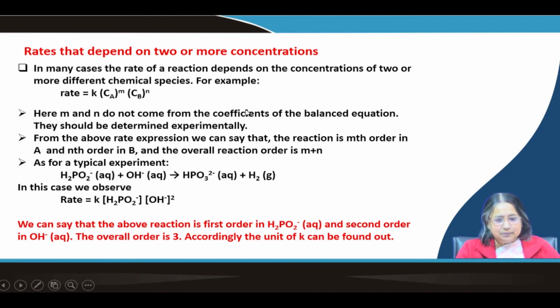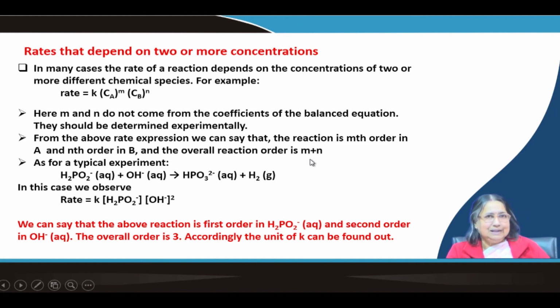From the above rate expression, if you get this type of expression, then you can tell that the reaction is mth order in A and nth order in B, and the overall reaction order is m plus n.